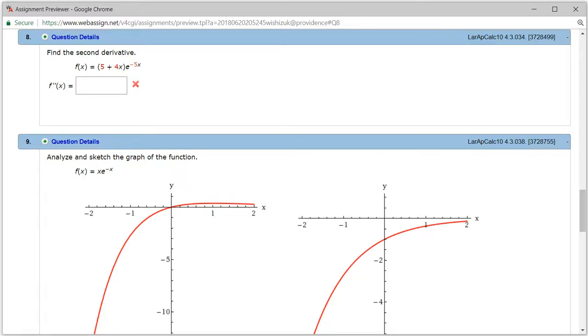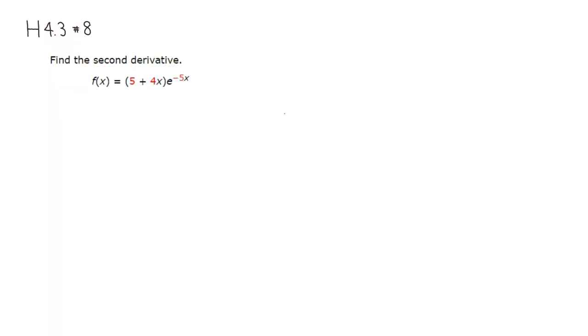Alright, let's look at homework 4.3, problem number 8. Let's find the second derivative of this given function. First we have to find the first derivative. So f prime of x is equal to... We have two things multiplied together, so we're going to use the product rule.